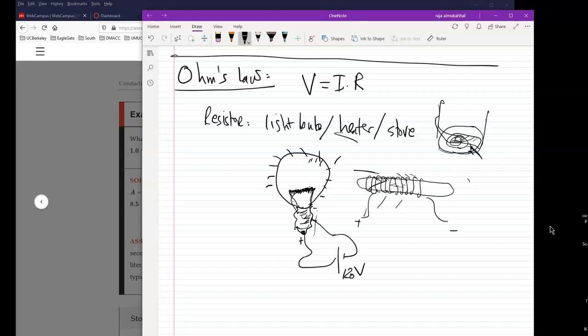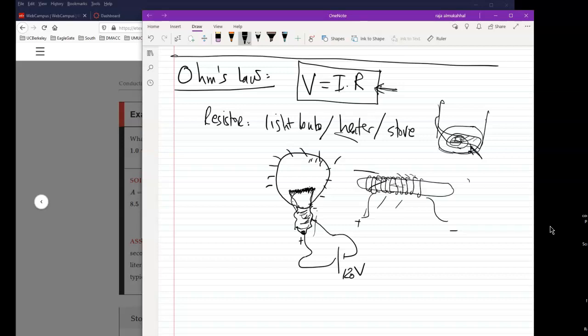Anyway, Ohm's law says the voltage is equal to the current times the resistance. It's one of the most fundamental laws of electricity, just like F equals ma for mechanics. This is a very, very fundamental law. The interesting thing about it is that it is an empirical law. In other words, you cannot derive it from first principles. I'll give you an example and show you what that means.